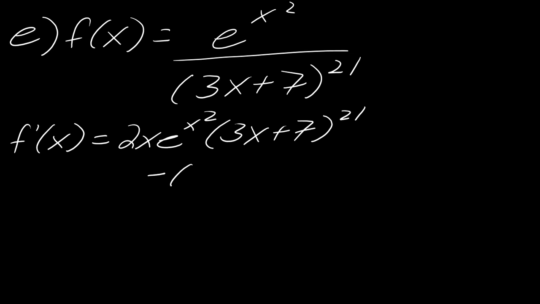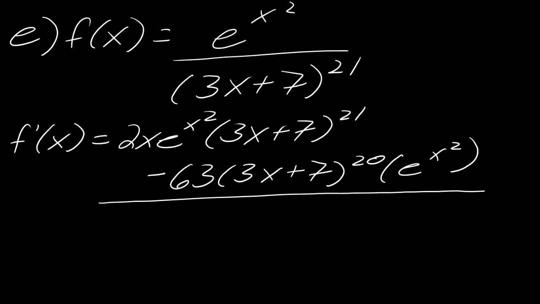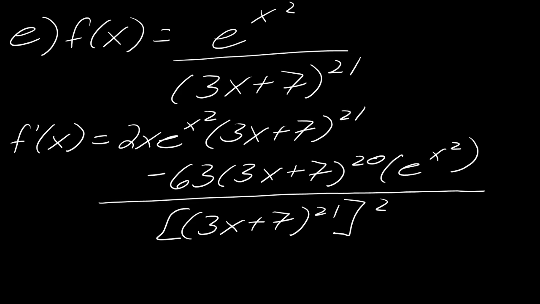So let's see, that was 63 (3x plus 7) to the 20th. So there's the derivative of that one times e to the x squared. So there's like all the pieces of that, right? And then I divide this by (3x plus 7) to the 21st, and that is squared. Okay, so now this is another one of those ones where there is some major simplification that can happen here. So take your time with this, right?